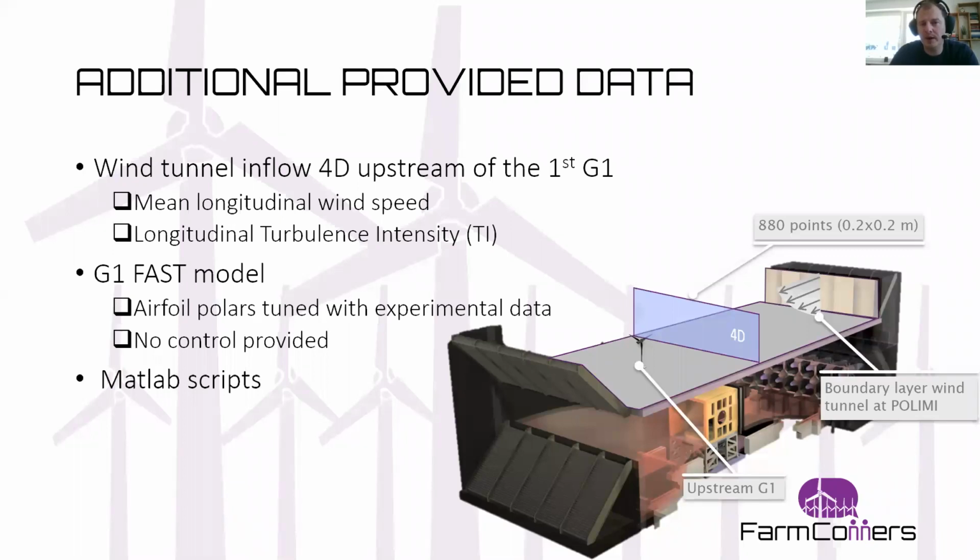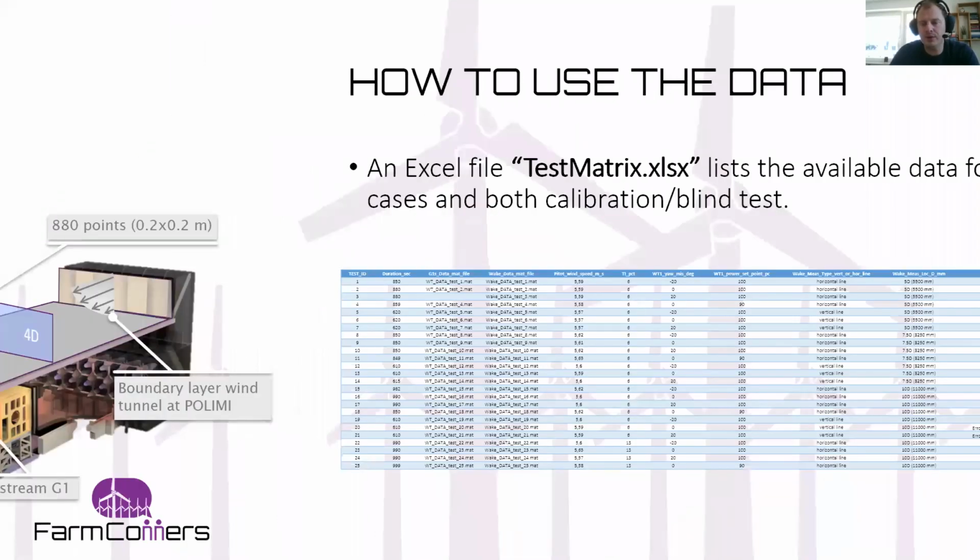Also, we provide the G1 FAST model, and the polars were tuned with experimental data. However, we don't provide the control algorithm that was controlling the turbine. And we also provide MATLAB scripts for the post-processing. Now, how to use the data.